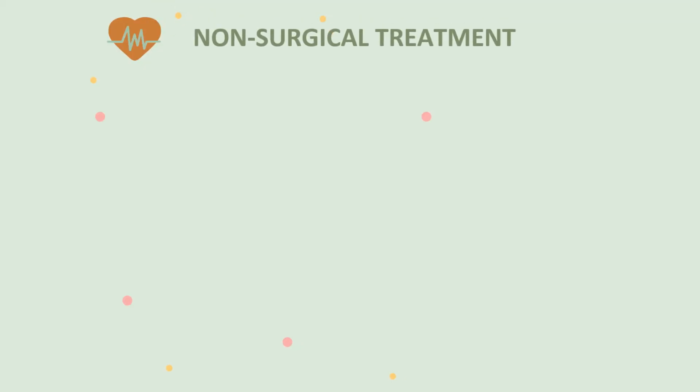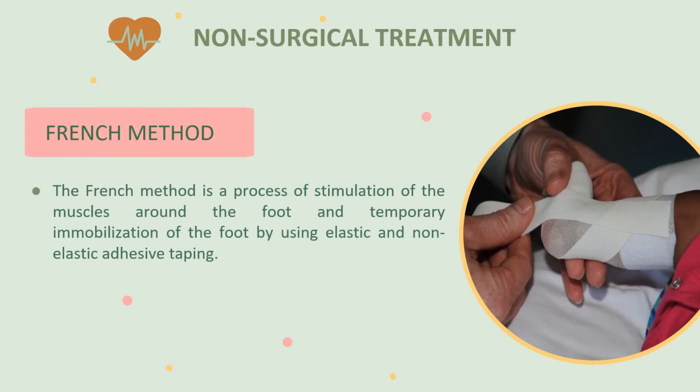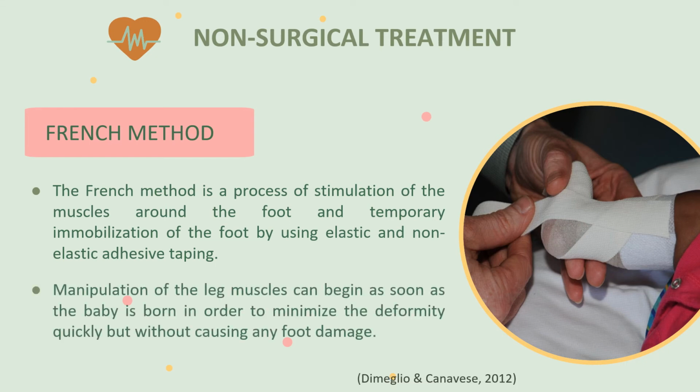Okay, now let's move to the second non-surgical treatment for CTEV, which is the French method. The French method is a process of stimulation of the muscles around the foot and temporary immobilization of the foot by using elastic and non-elastic adhesive taping. Manipulation of the leg muscles can begin as soon as the baby is born in order to minimize the deformity quickly without causing any foot damage.